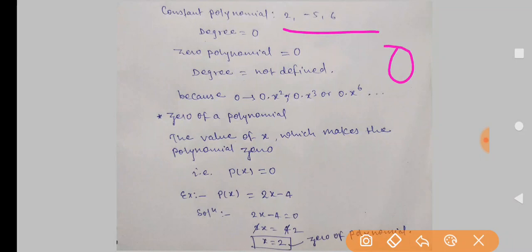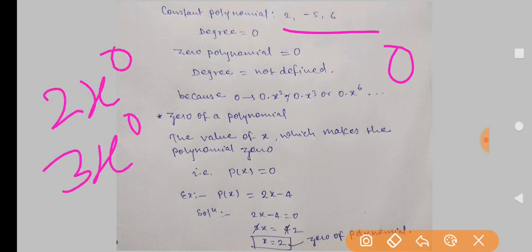A constant polynomial can be written, if we take it with variables, as 2x to the power 0, 3x to the power 0, 4x to the power 0. Here the power of the variable is 0, so the degree of this polynomial is 0.